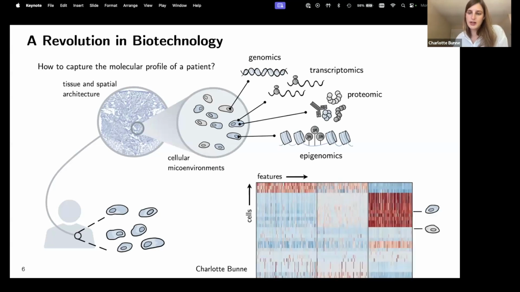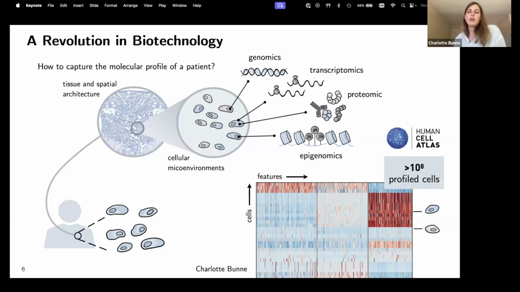Ultimately, what we are provided with is very high throughput data. So really a revolution in biotechnology that has now provided us with high throughput data of thousands and thousands of cells. I'm able to measure and record thousands and thousands of features. And just to give you an idea of what those data sets by now look like, the Human Cell Atlas, for example, has more than 10 to the power of 8 profiled cells. If you look at other data platforms such as CellXGene, you have almost 36 million cells. And this will also be relevant towards the end, when I will give you an outlook into what current works are moving to.